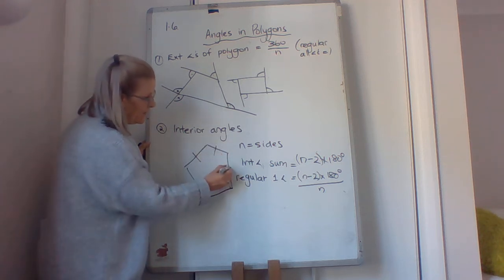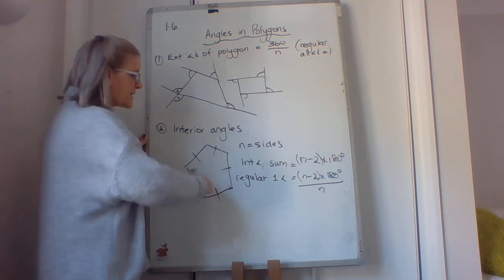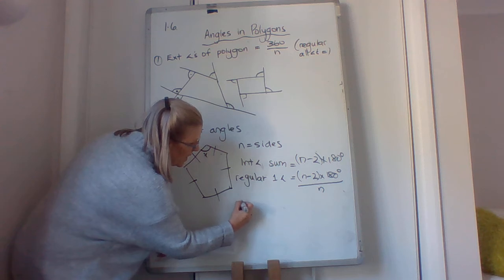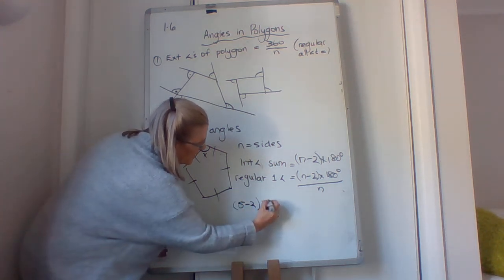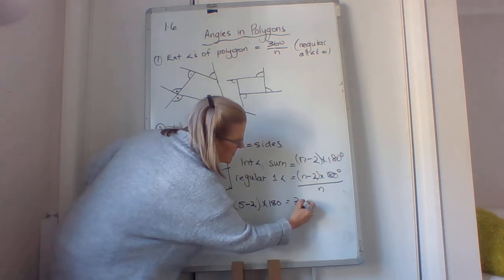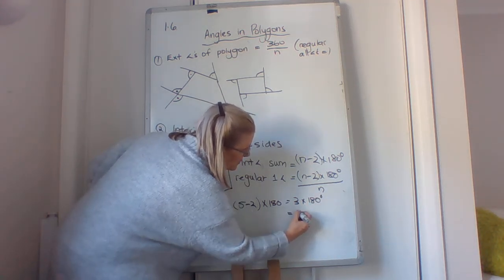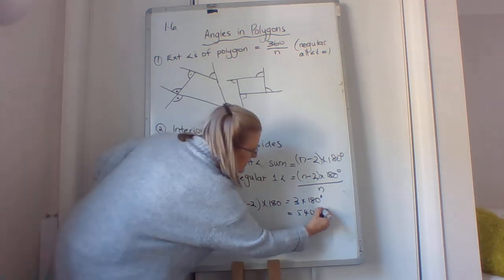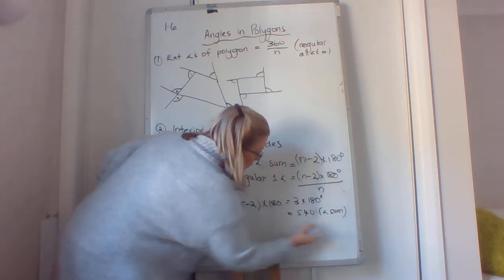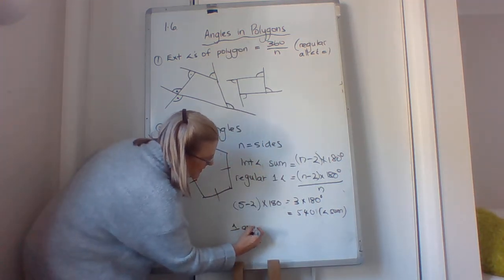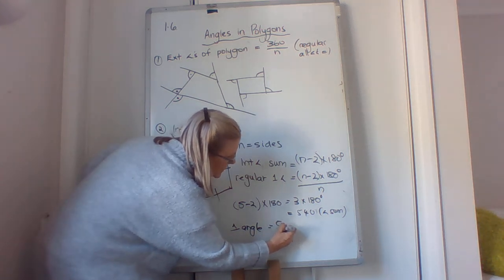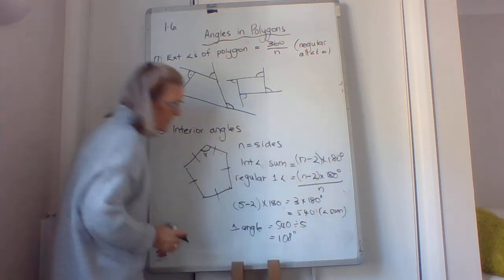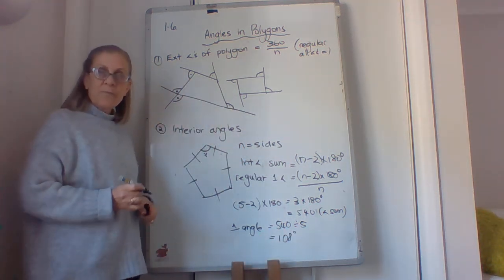Let's say this is regular. It's not looking very regular, but it doesn't matter. So to find out how much this angle here, x, is, what I need to do is 5 minus 2 times 180. So that's 3 times 180 equals 540, so that's the angle sum. For one angle, it's going to be 540 divided by 5 equals 108 degrees each. So each angle would be 108 degrees.